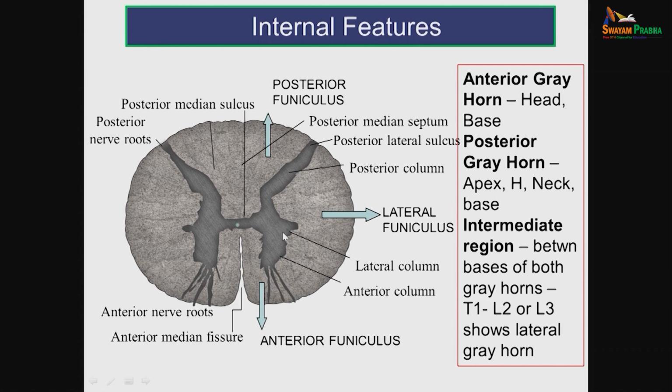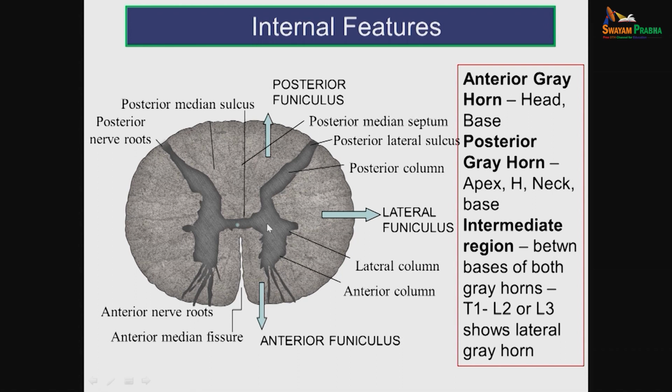Between both the bases will be the intermediate region. This is the intermediate region which I am pointing out. The arrow mark shows the intermediate region. I repeat, the ventral grey horn has a head and a base. The posterior or dorsal grey horn has an apex, head, neck and a base. Between the bases of the grey horns will be the intermediate region.